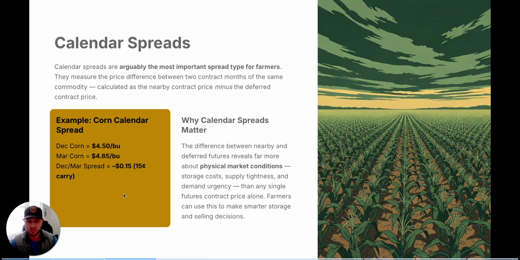As you can see in our example here, we've got our December corn, which is the nearby, and our March corn, which is the deferred. It's always the nearby minus the deferred. So the December-March spread is negative 15 cents, which is also known as a 15-cent carry.